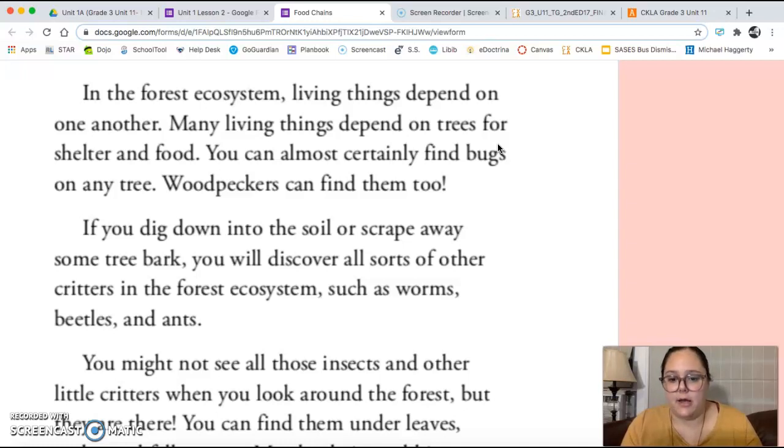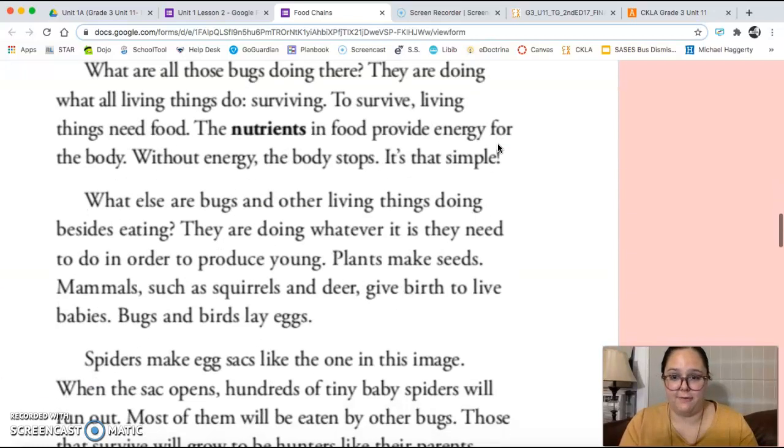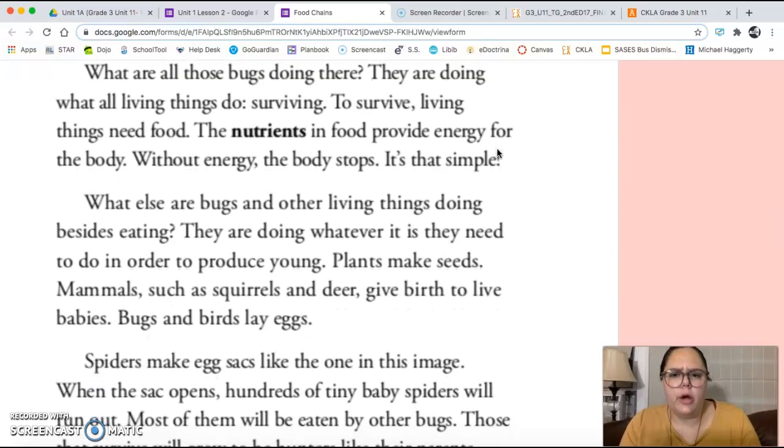You might not see all those insects and other little critters when you look around the forest, but they are there. You can find them under leaves, rocks, and fallen trees. Mostly their world is underground and out of sight unless you are willing to get dirty digging for them. What are all those bugs doing there? They are doing what all living things do, surviving.